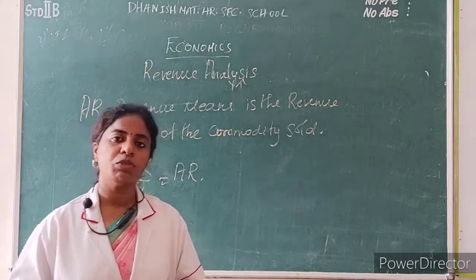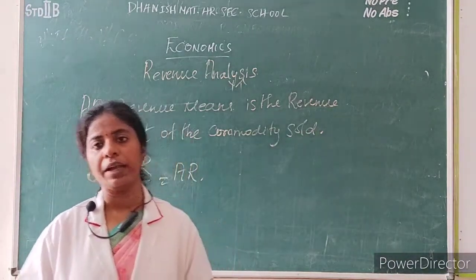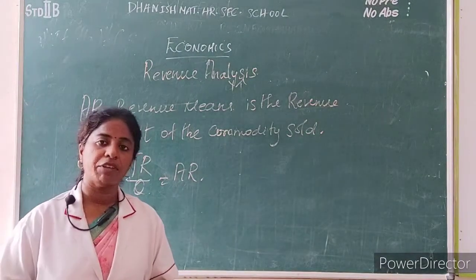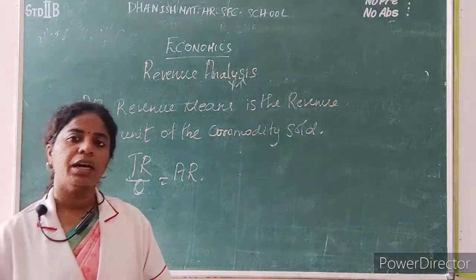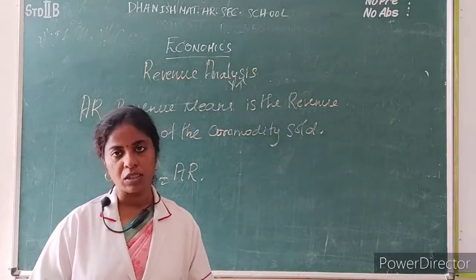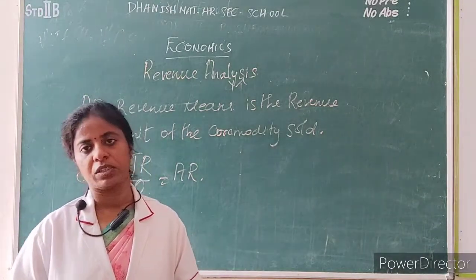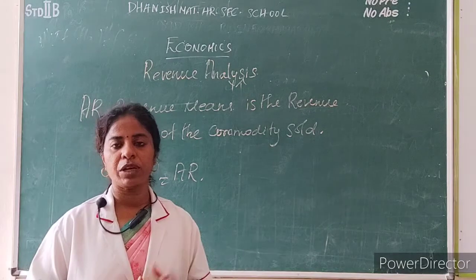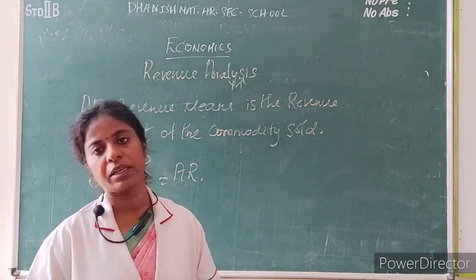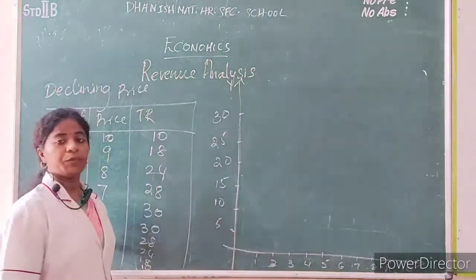Okay. Next we come to know about the relationship between average revenue and marginal revenue. Okay. So average revenue and marginal revenue under constant price, and then we come to know about declining price. So under constant price, where this constant price will be followed, and declining price, where the declining price will be followed.